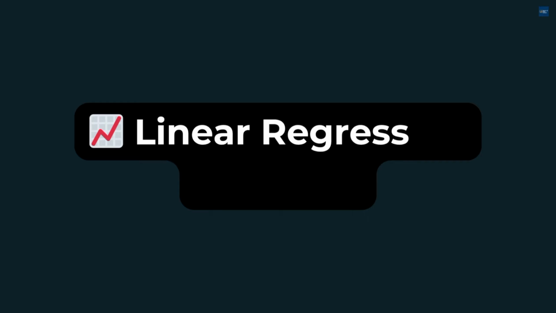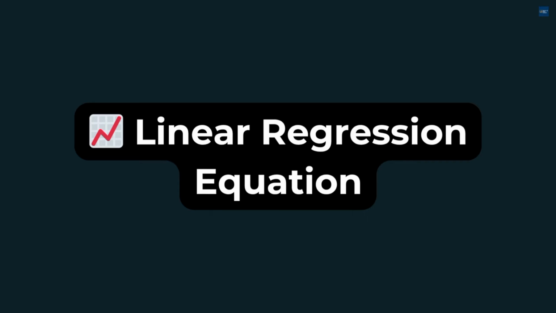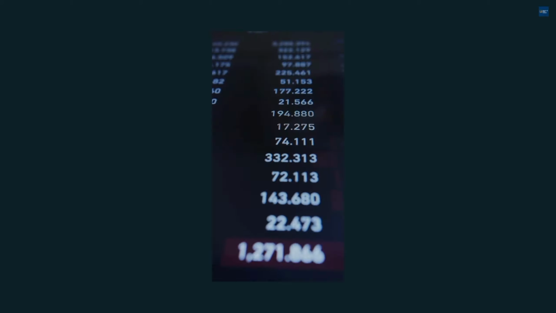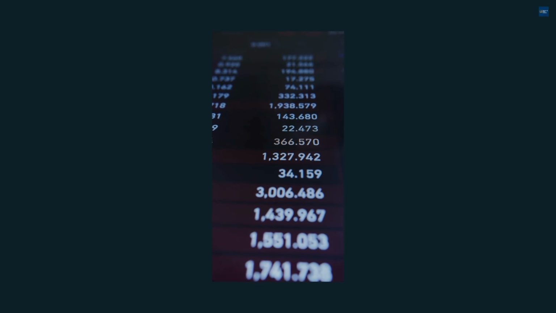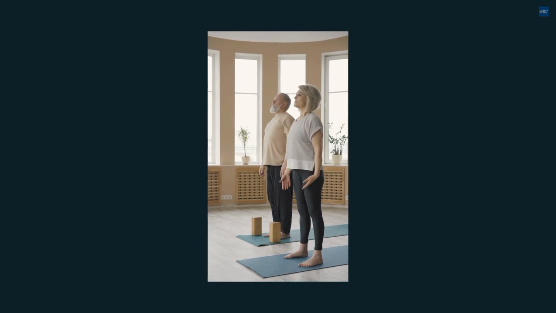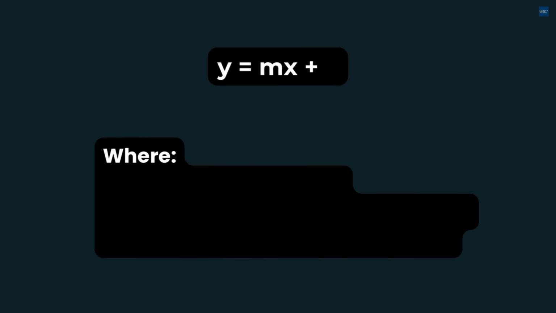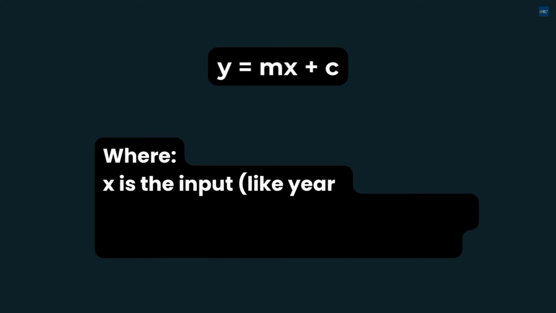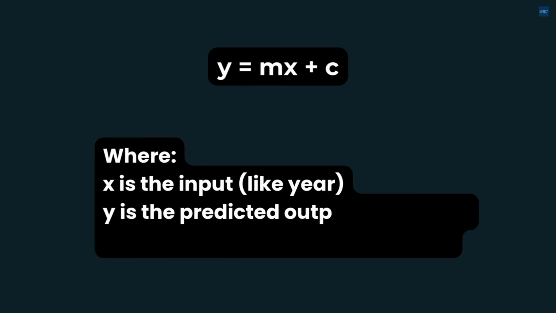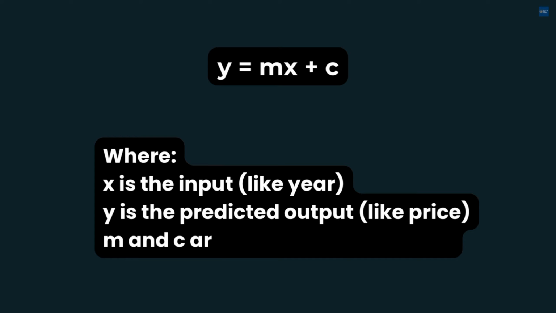Linear regression. Regression is used when we want to predict continuous values like prices, age, or temperature. In linear regression, the machine fits a straight line through the data, like a graph, using a formula y equals mx plus c, where x is the input like year, y is the predicted output like price, and m and c are learned from the data.